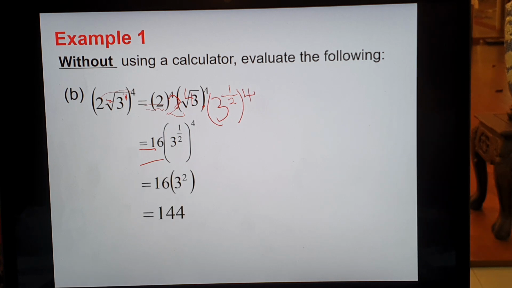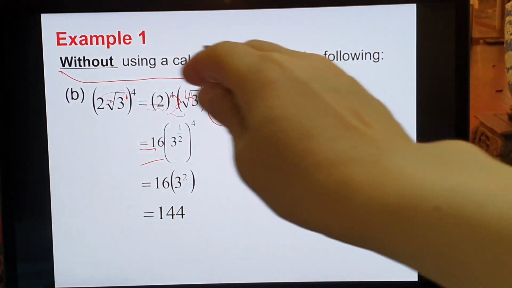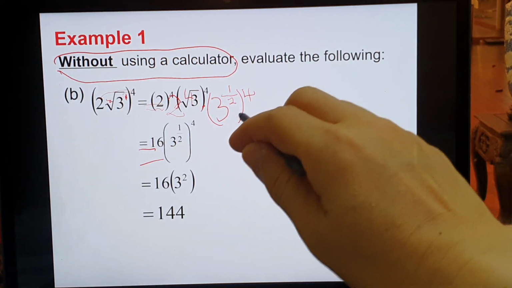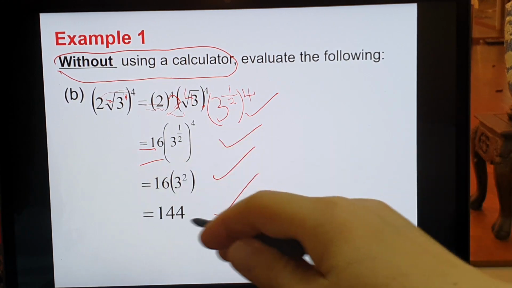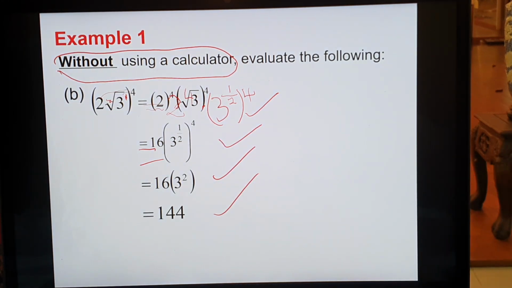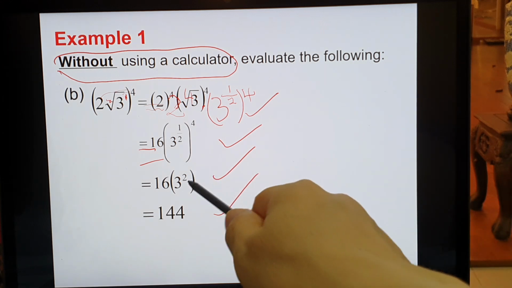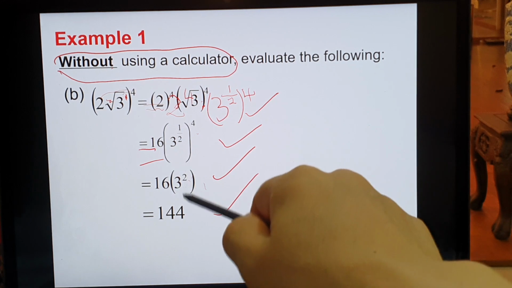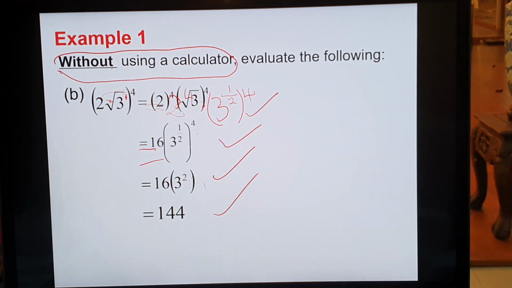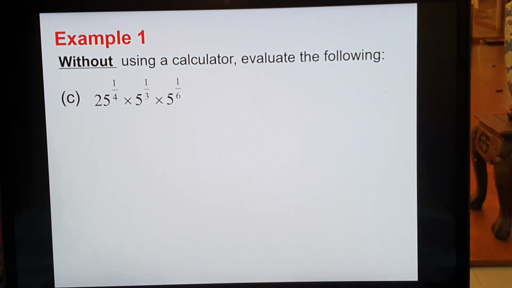Now, what does it mean by without using a calculator? It means that they want you to show each of these steps. You can use a calculator. Nobody will know that you used a calculator. In fact, they expect you to use a calculator to help you check your answer. But this phrase means I want you to show me step by step the indices that are involved here. Let's go on to the next one.